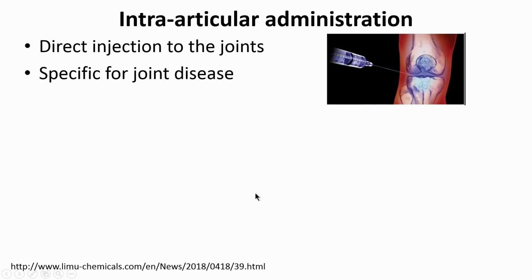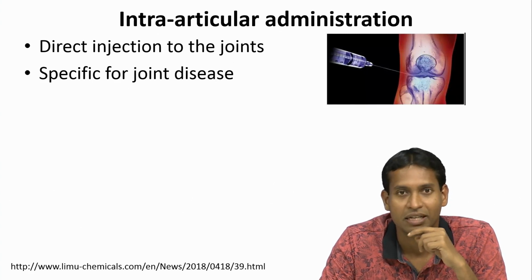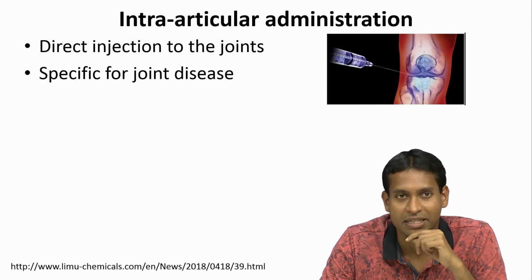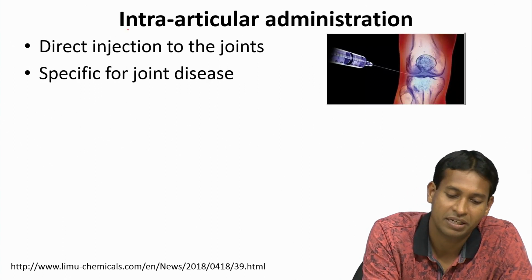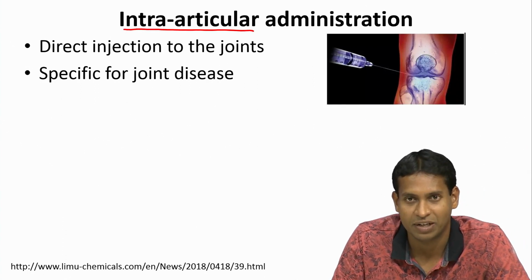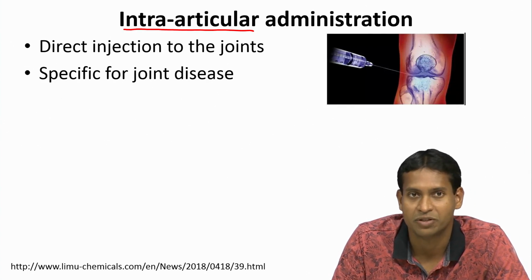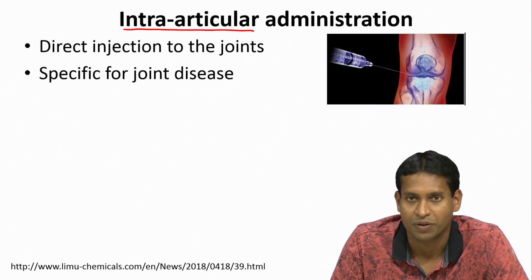Okay. So, let us talk further about different routes. Today we are going to talk about another mechanism, which is intra-articular administration, and as the name suggests, this is injection into the articular joints. The knee joint is one of the articular joints and one of the major applications for this administration. So, you can take the injection and directly inject it into the joints.